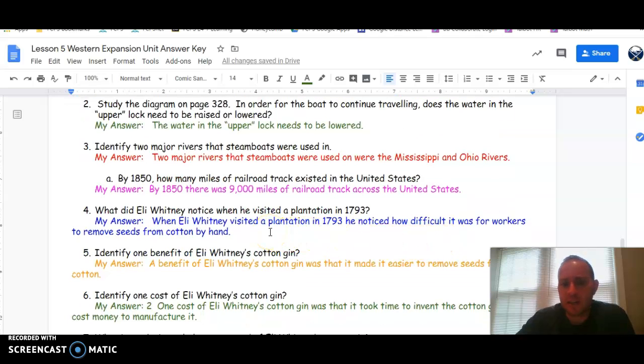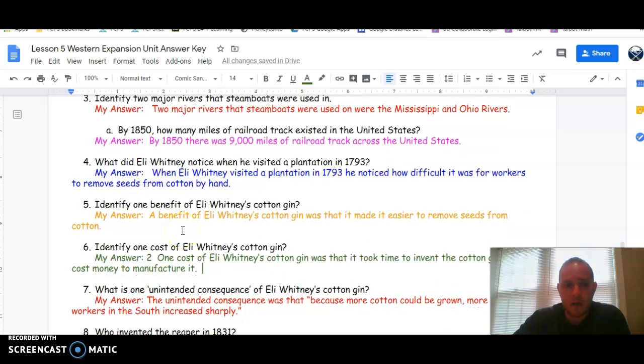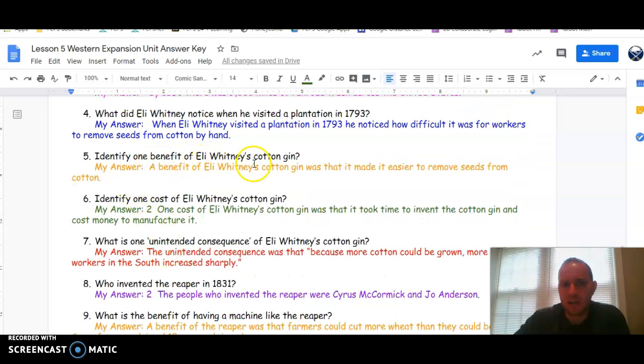Eli Whitney came along in 1793, visited a plantation, and he noticed that the enslaved workers on the plantations were taking a very long time, and it was a very difficult and tedious task to remove seeds from cotton. So that's why he invented the cotton gin, really, to speed up this process. So that's where we came into the discussion of costs and benefits of inventions. A benefit of Whitney's cotton gin was that it made it easier to remove seeds from the cotton. And this means that you would have a lot more cotton and the price of cotton would be cheaper because there'd be a larger supply of it, and now more things would be made out of cotton because the product to make things cost less.